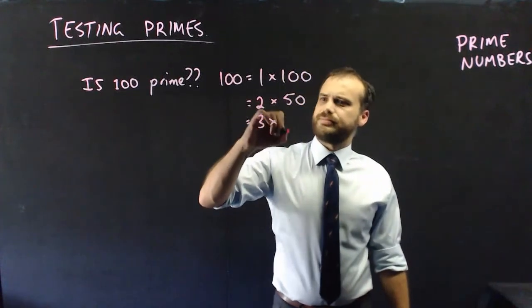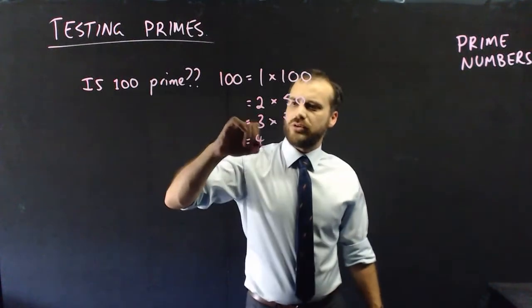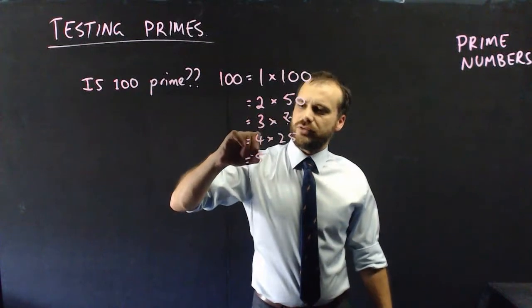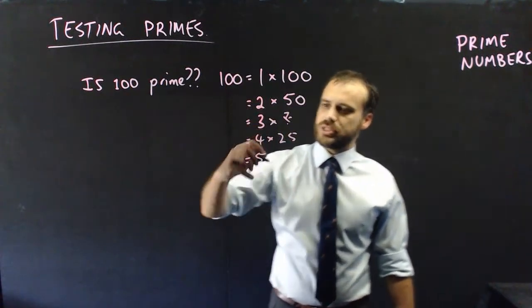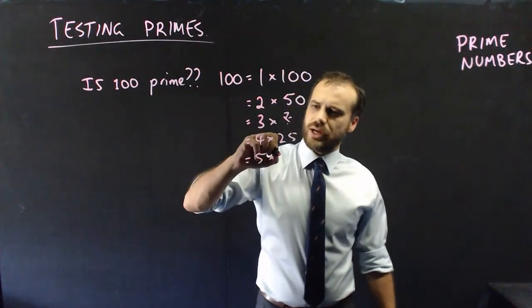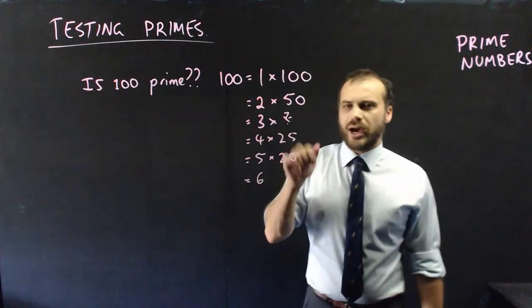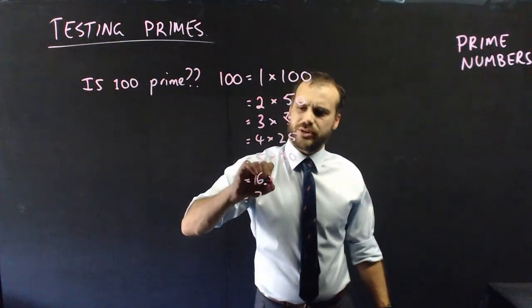3 times... No, there's nothing there. Okay, 3 doesn't work. What about 4? 4 times 25. That works. What about 5? You can see that I'm being systematic here. I'm testing 1, I'm testing 2, I'm testing 3, I'm testing 4, I'm testing 5. 5 times 20. Yes, that works. 6 times, no. I also know 6 doesn't work because 3 doesn't work. What about 7? No, that doesn't work either.